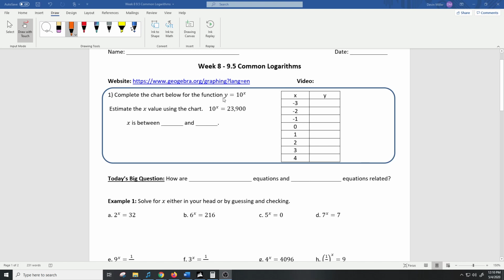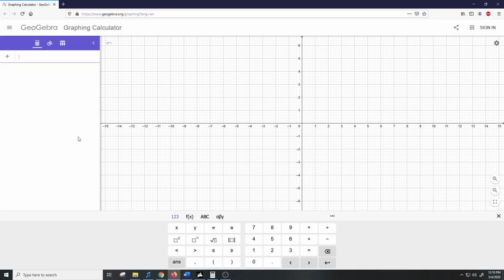the XY chart, and we're going to be graphing y equals 10 to the x. But we're not actually going to look at the graph, we're just going to fill in the chart to answer the question below. So I'm going to go to that website now and type y equals 10, and then you have to hit Shift 6. That gives you the caret button. So you can see the cursor's up a little higher, x.